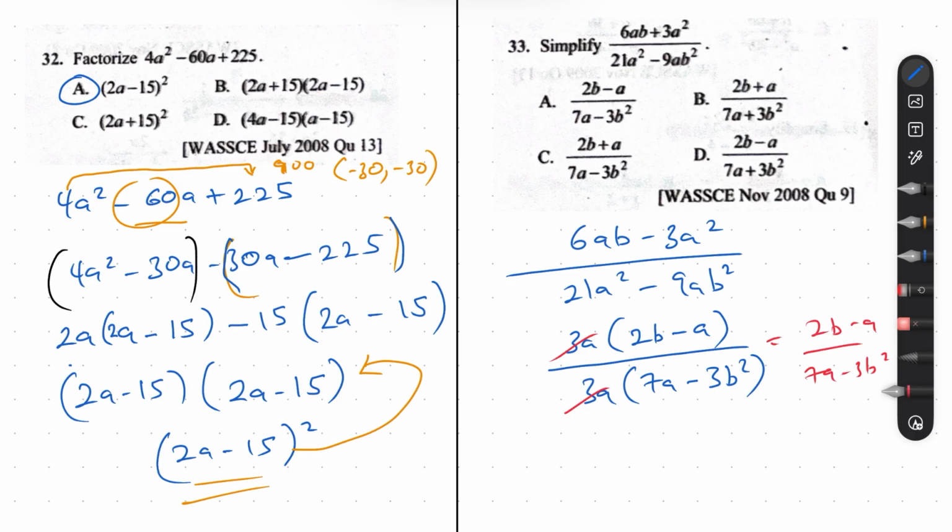I think we are making a mistake. From the beginning, this was supposed to be plus. So this is also plus, and here will become a plus also. Sorry about that. It doesn't affect it. We just need to change the sign. So this is our answer: 2b plus a all over 7a minus 3b squared. Do we have it? Yes, it's C.